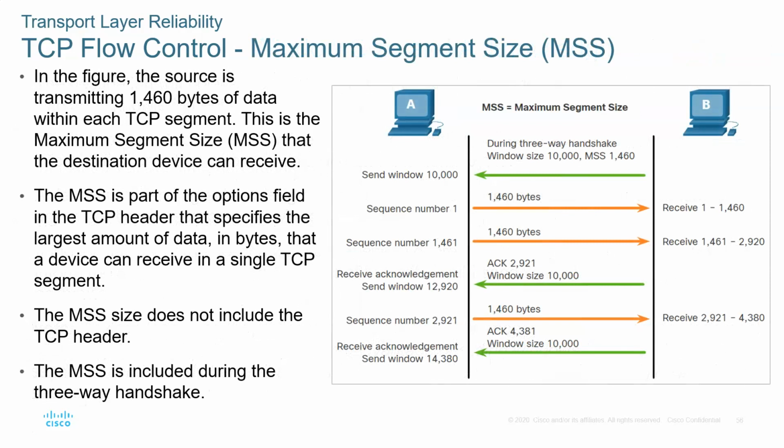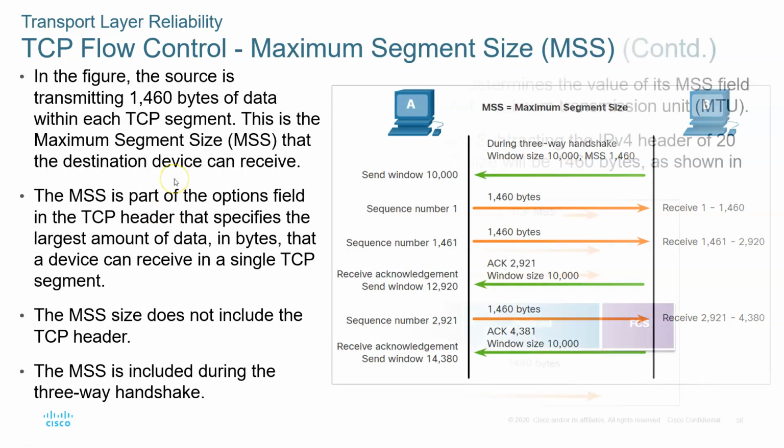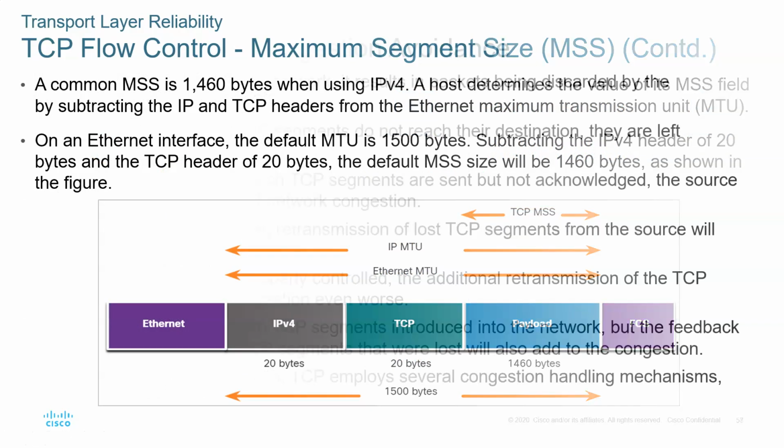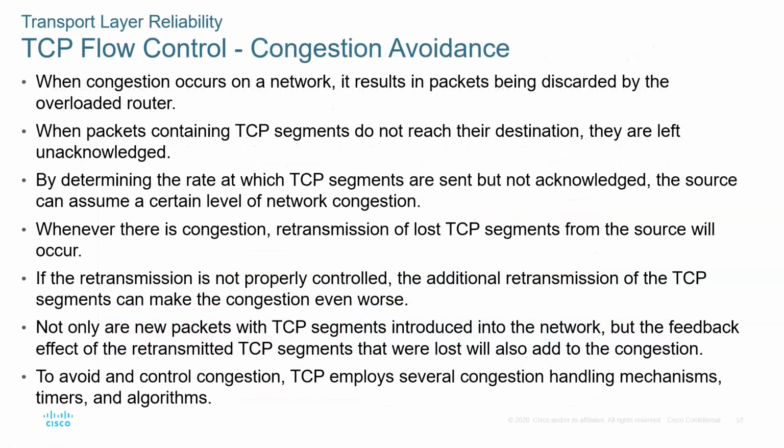All right, so we explained all of that. There is a minimum size and a maximum size, so we need to worry about that. Congestion avoidance: when congestion occurs on the network, it results in packets being discarded and routers being overloaded. So when packets containing TCP segments don't reach their destination, they are left unacknowledged. That's important to know. By determining the rate at which TCP segments are sent but not acknowledged, the source can assume a certain level of network congestion, and you can do something about it, either slow down or increase the amount of data to be sent. You can take a picture of all of this.